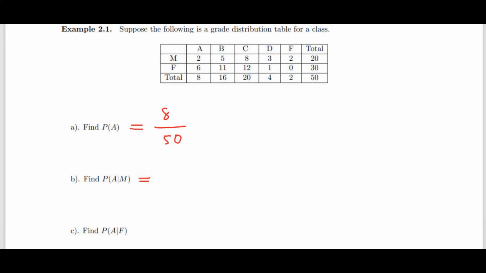Okay, so we can also consider the probability for getting A, or the percentage for getting A, among male students and female students. So we use this notation. In probability, we call this a conditional probability. For male students, we have 20 male students in total. So among 20 male students, how many get A? We say 2, right?